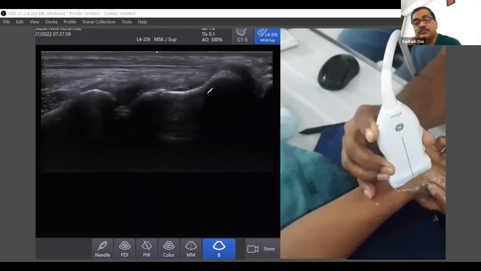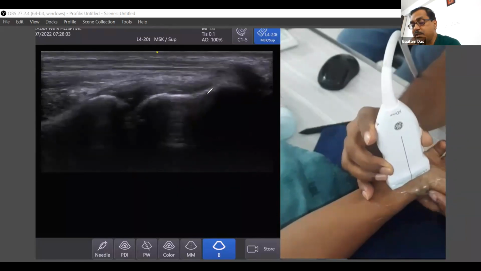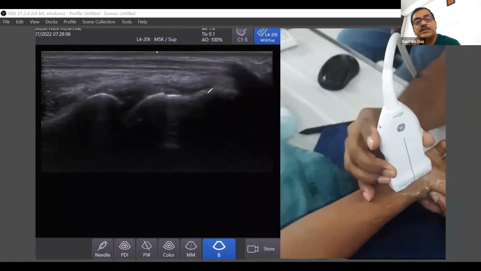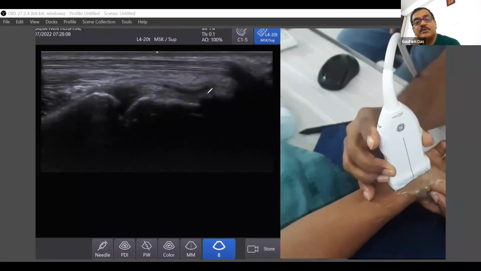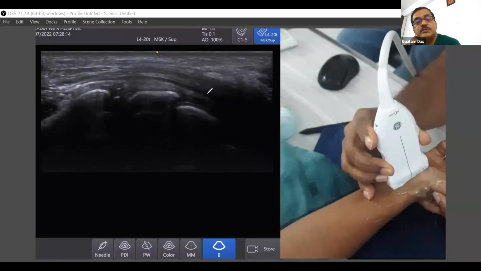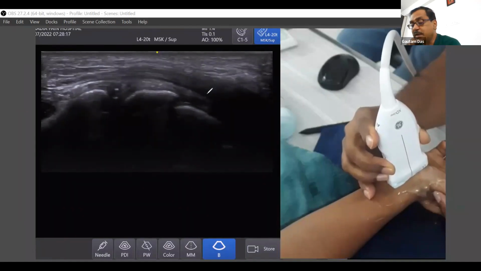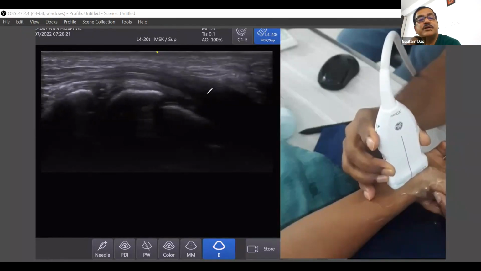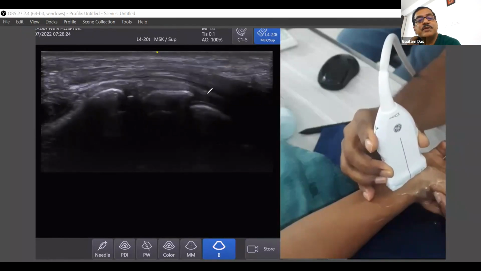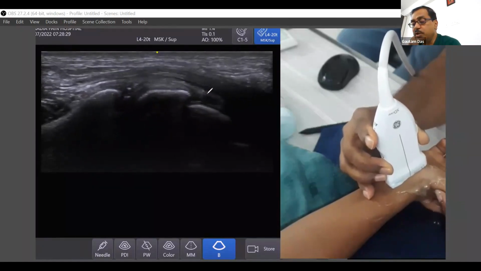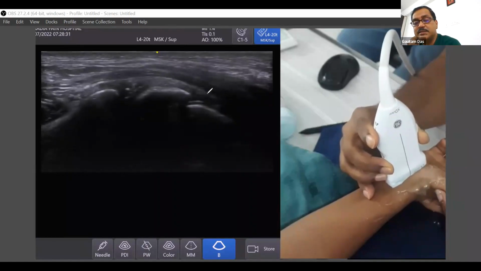So now, if I am coming a little more towards the ulnar side, so this was scaphoid. Scaphoid is ending. And now what you can see coming is your lunate. So here is the radius. This was the radioscaphoid joint, and this is your radiolunate joint. And here you can see the ligament also, the short radiolunate ligament. Short radiolunate ligament will be holding the probe straight like this. And you can see how the lunate is going.